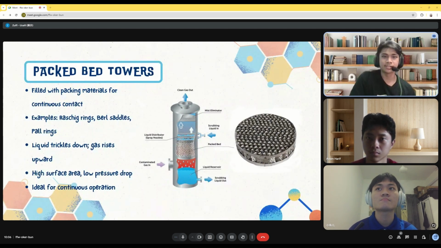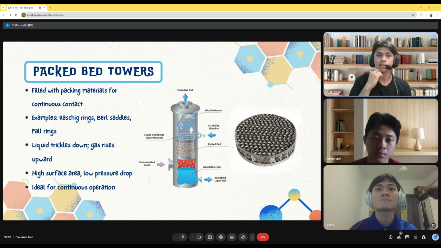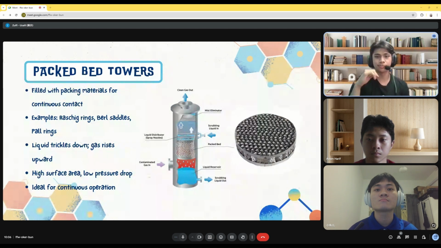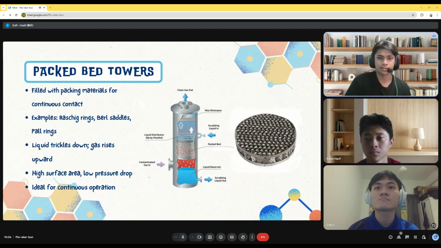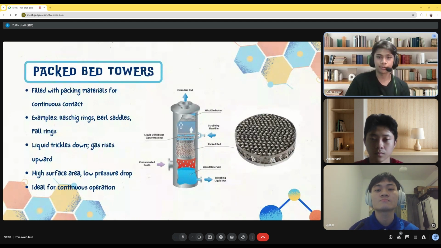Packed towers. Instead of trays, these towers are filled with packing materials, things like Raschig rings, Berl saddles, or Pall rings. Here's how they work. The liquid is sprayed or distributed at the top, and it flows downward over the surface of the packing. The gas moves upward through the gaps between the packing, creating a large surface area for contact. Packed towers are preferred when low pressure drop is needed, continuous operation is required, or you're dealing with corrosive systems. They also allow higher flow rates and are more energy efficient compared to tray towers.